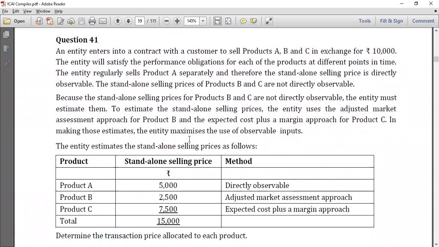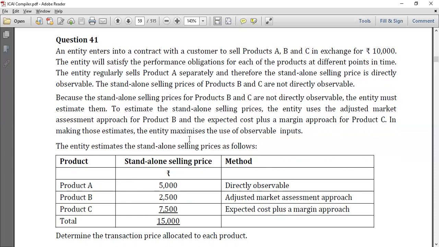Next question, the 41st. Here an entity enters into a contract with a customer to sell products A, B, and C in exchange for 10,000. This question involves a directly observable value. Three products combined are sold at 10,000 rupees, and the entity will satisfy the performance obligation for each of the products at different points in time. The entity regularly sells product A separately, and therefore the standalone selling price is observable.